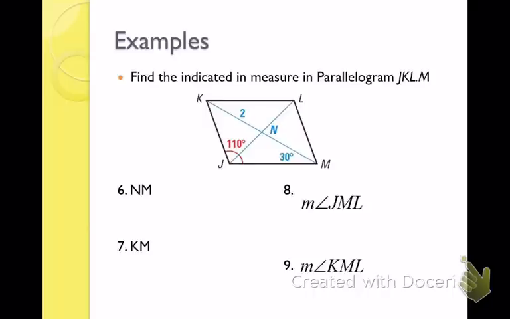All right. So, NM. NM is part of a diagonal, this diagonal, which has been bisected. So if this is 2, that means NM is 2. And if these two pieces are 2, then KM is going to be 4.